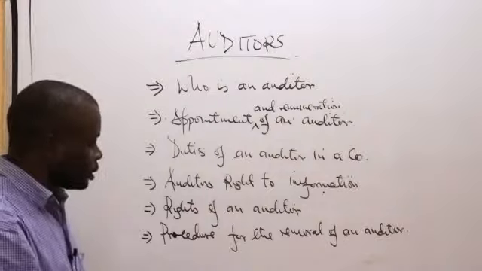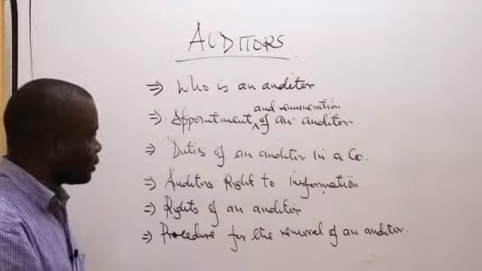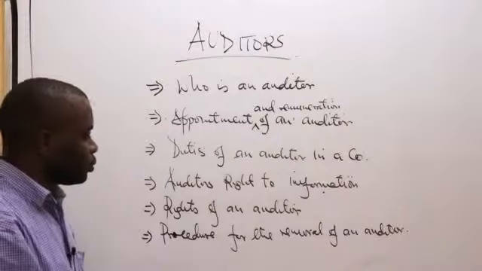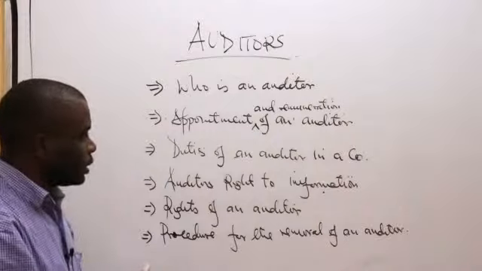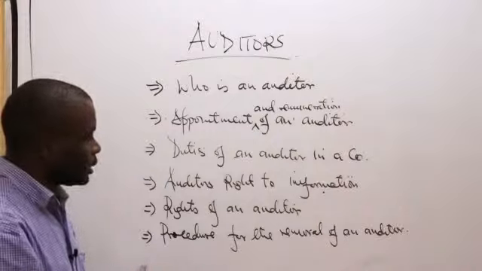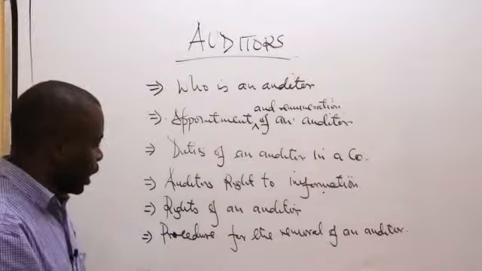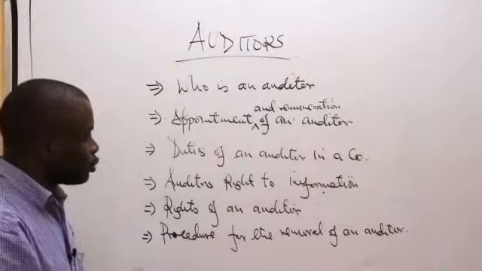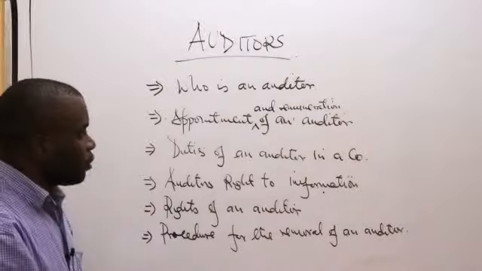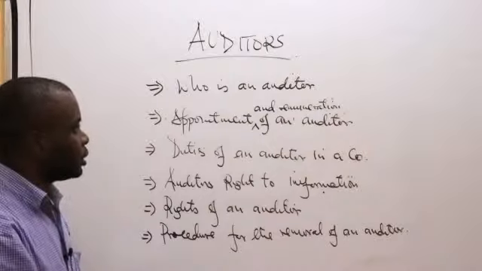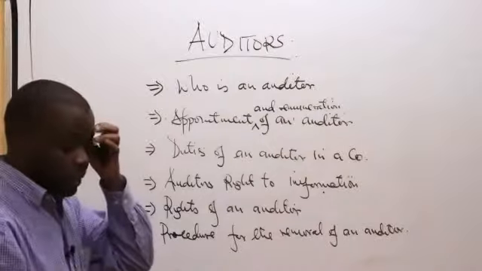What is the procedure of removing an auditor? You appointed him, but now you want to remove him from office, for example, if his term has not come to an end. How will you be able to remove an auditor of the company?